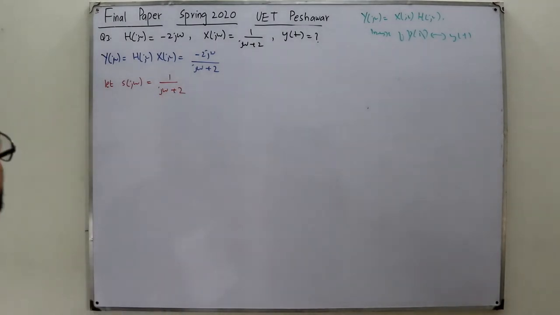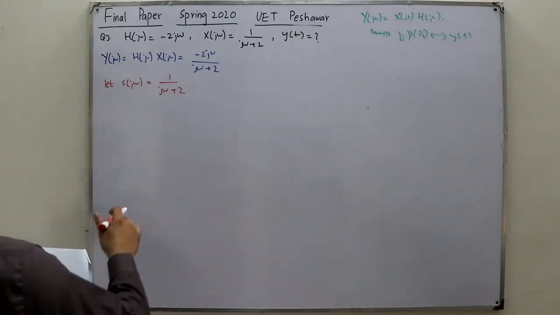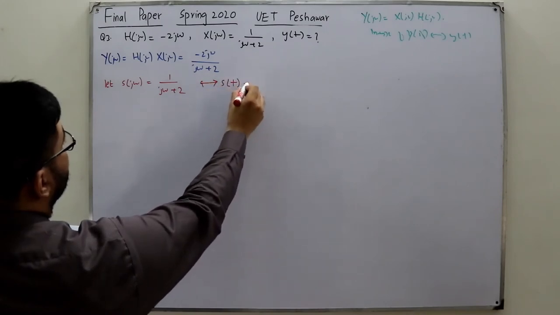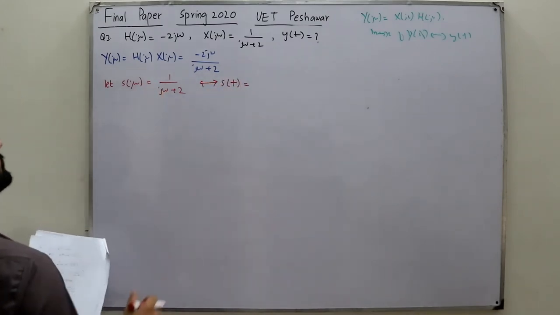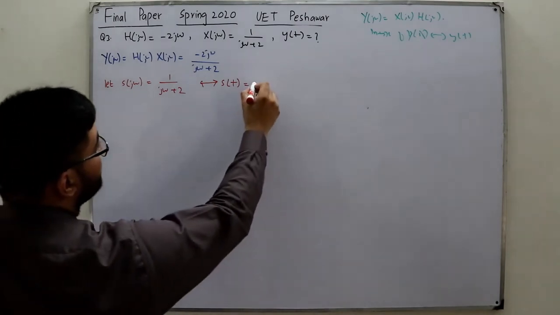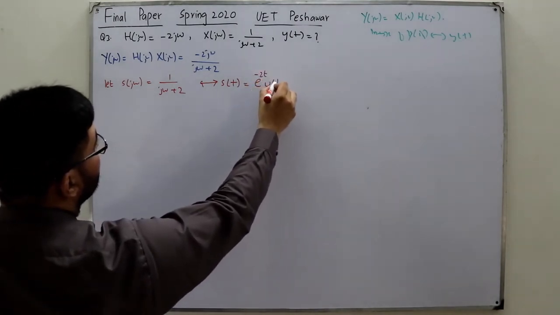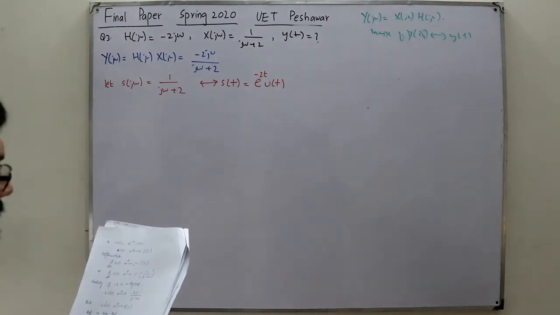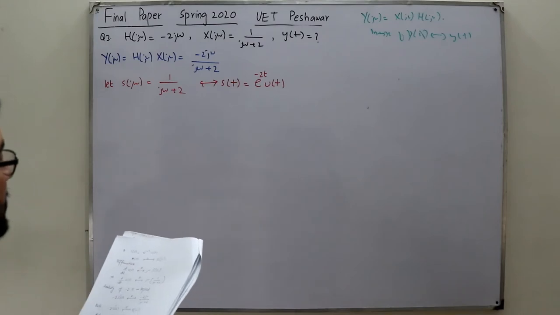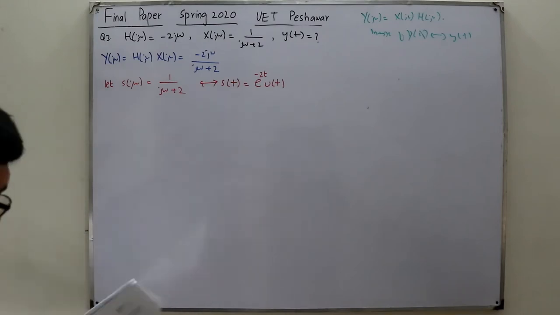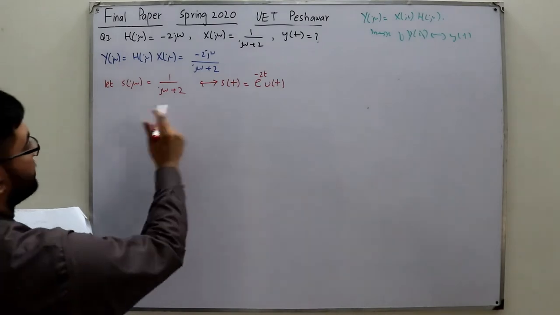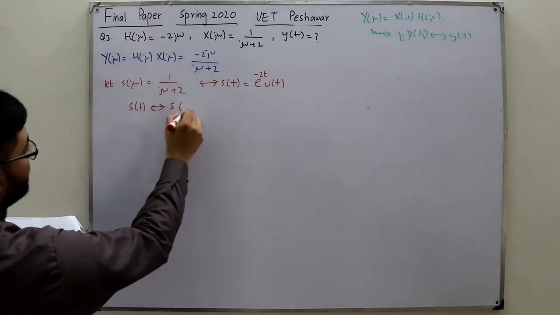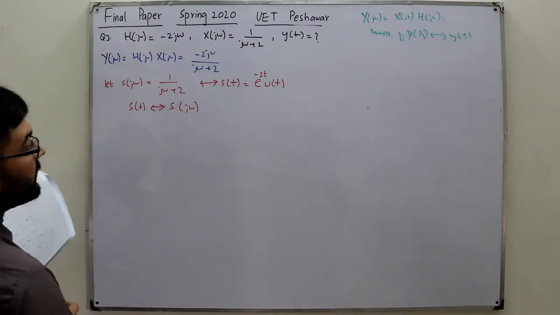Now, if this is equal to 1 over j omega plus 2, you know that the corresponding s of t would be what? This would be exponential of negative 2t u of t, right? Yes, this will be an exponential of negative 2t u of t. You know this from the basic formulas. So, if I write it in pair form, s of t has a pair, s of j omega.